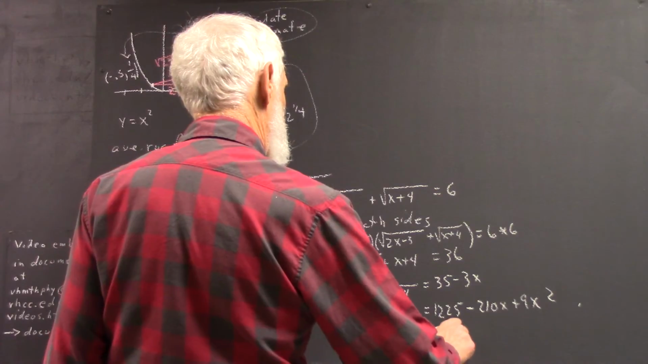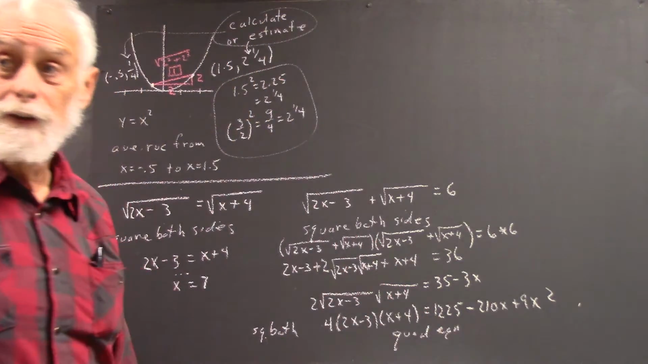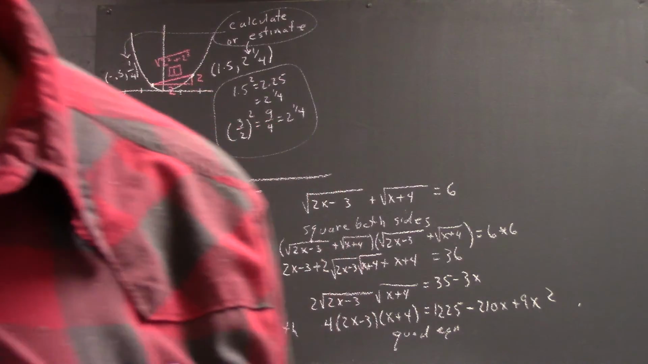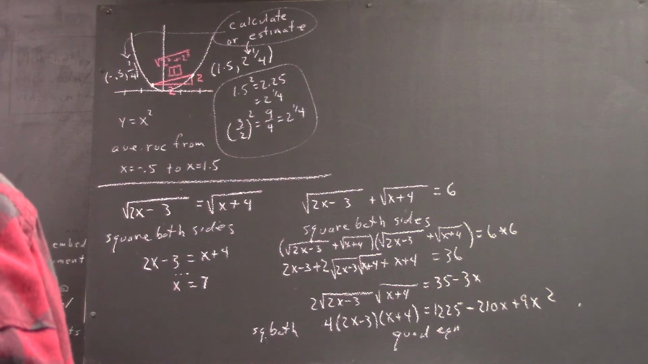You still got to put that in the form ax squared plus bx plus c equals 0. But you see what fun we're going to have. I did it right. Okay?